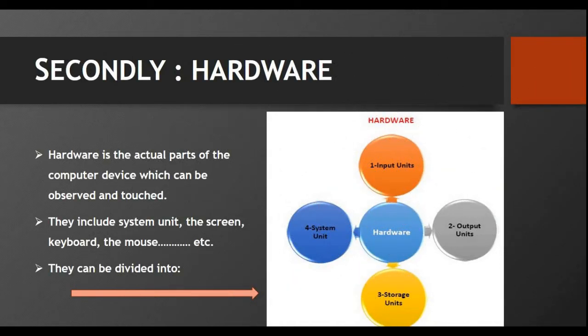The second element of computer system basics is hardware. If we mention hardware, you have to think of any part you can see or touch. Any part you can see with your eye or touch with your hand. So we can say that hardware is the actual parts of the computer device which can be observed and touched. As we can see here, it includes system unit, screen, keyboard and mouse, and they can be classified into four types: input units, output units, storage units, and system unit.